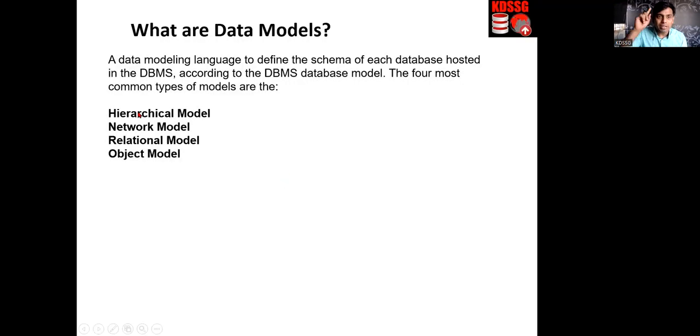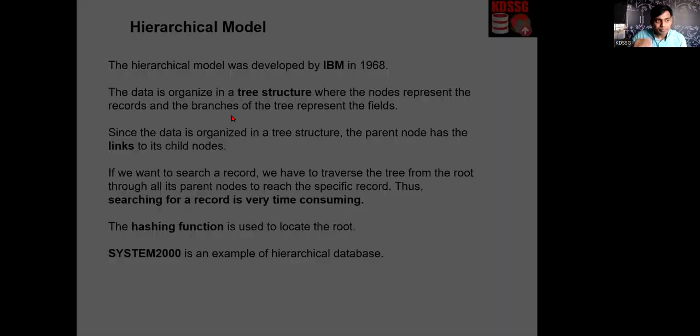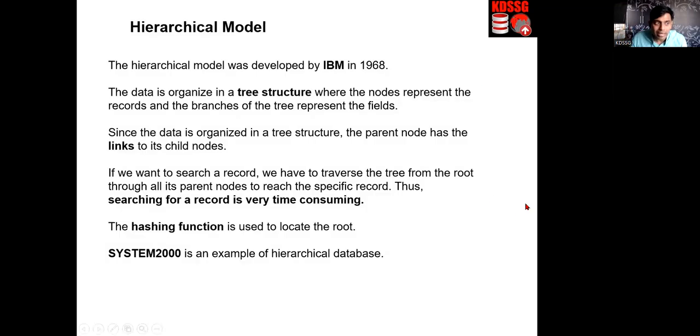So they started with the first model called the hierarchical model. There were different data models proposed. Sir, DBMS is the concept, and different models were proposed by the scientists. So the first model was the hierarchical model. Let us take 2 minutes and talk about it. So what is the hierarchical model?